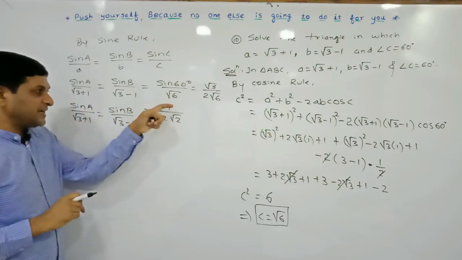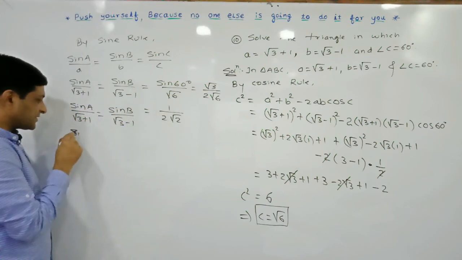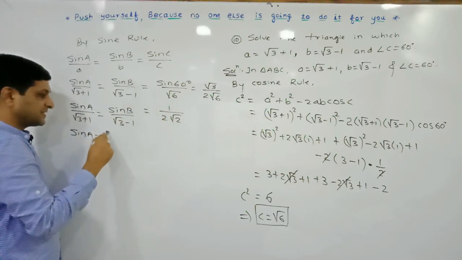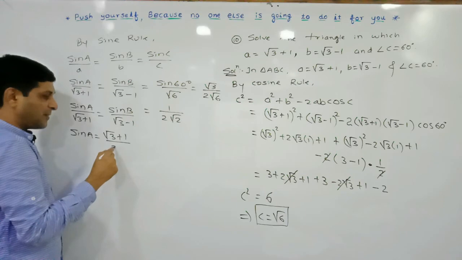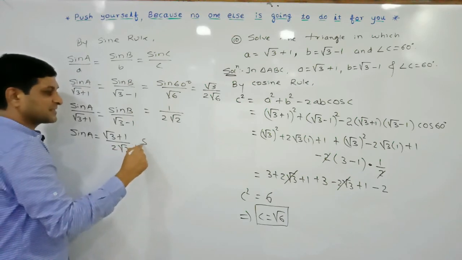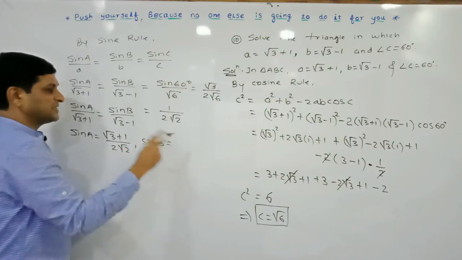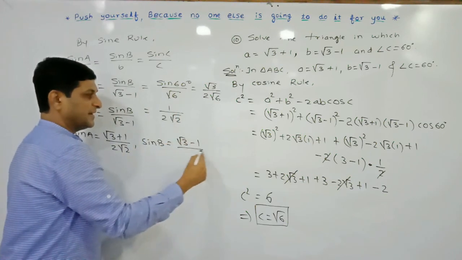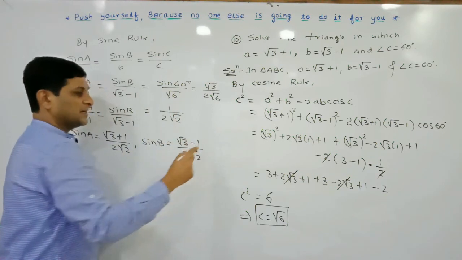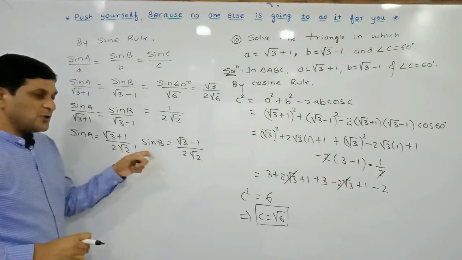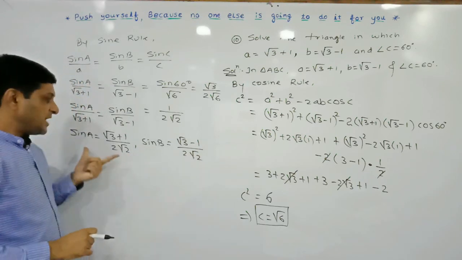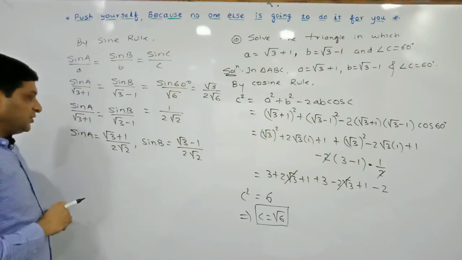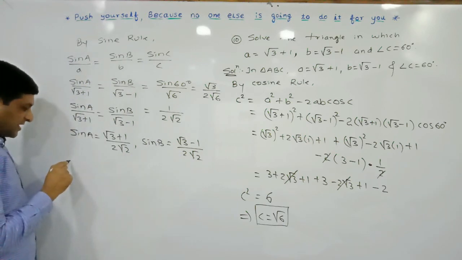So this term will get multiplied on this side. So sine A is equal to, if we are multiplying on this side, we will get root 3 plus 1 upon 2 root 2, and sine B is equal to, this term will get multiplied on this side, so root 3 minus 1 upon 2 root 2. Okay, so in this way we have got the value of sine A and sine B. Now we are finding the value of sine A using this method. So try to understand it.